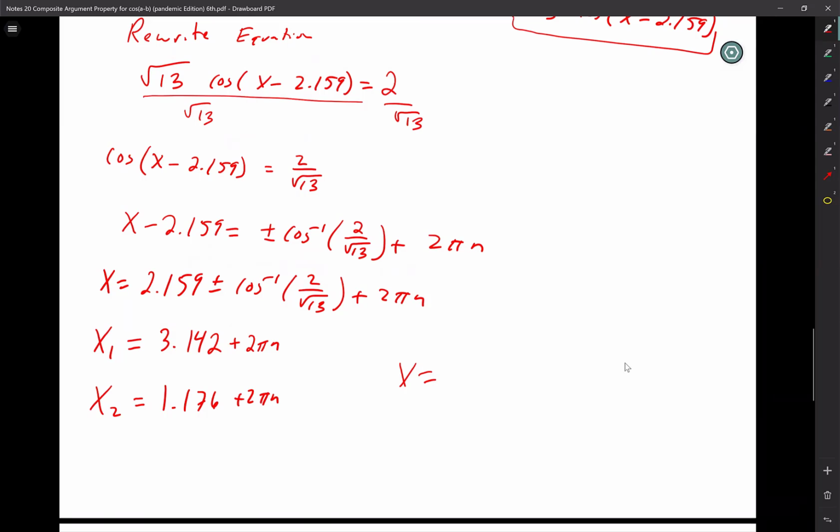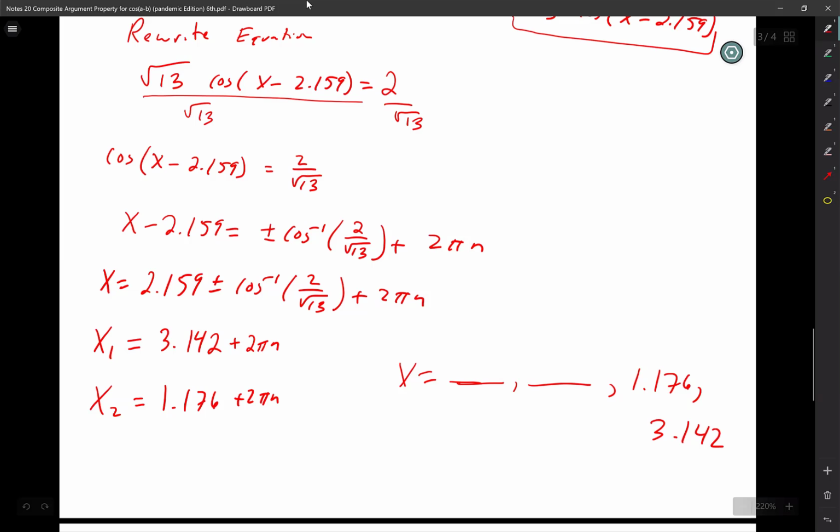So that means I'm probably going to have two blanks: a blank, comma, and then 1.176, comma, 3.142. I cannot add 2 pi to those because it would take me outside the domain, but I can subtract 2 pi from those two numbers.